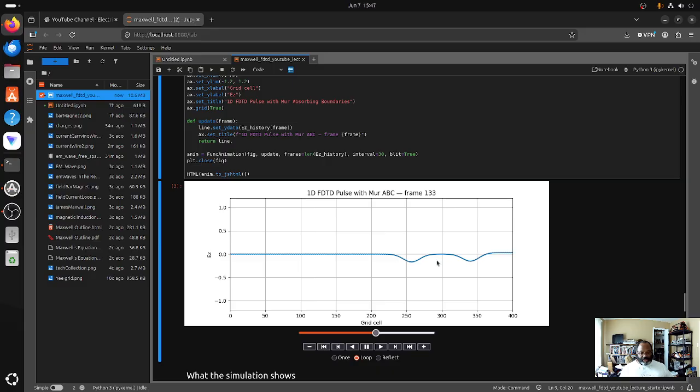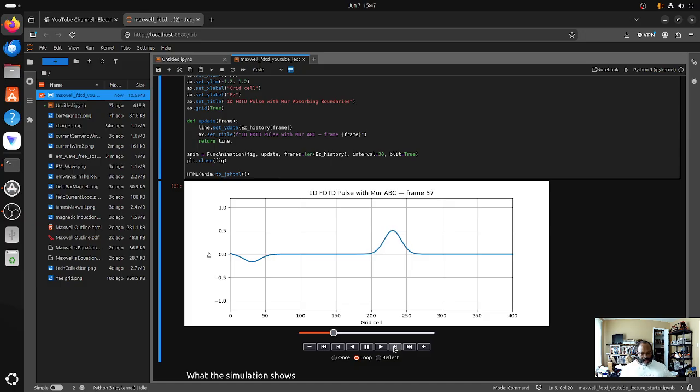Now you can see these are the reflections that are coming there, so I'm going to stop this, and then I'm going to step my way through here. So you can see here that the pulse is building, and then you can see that the pulse is traveling to the left and to the right. Ideally that pulse on the left there should just disappear and go off to infinity. Unfortunately, this is like the first code that I wrote. It is reflecting off of that.